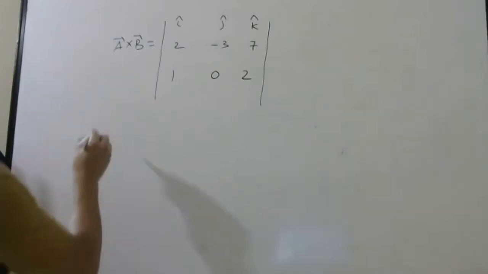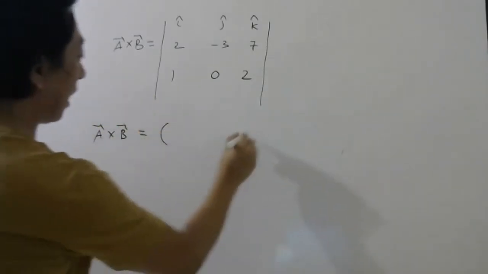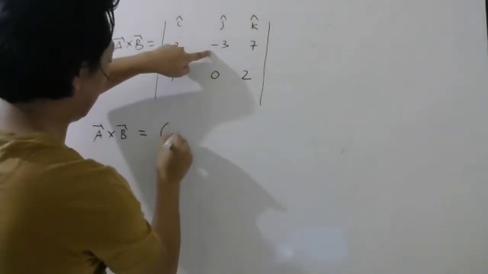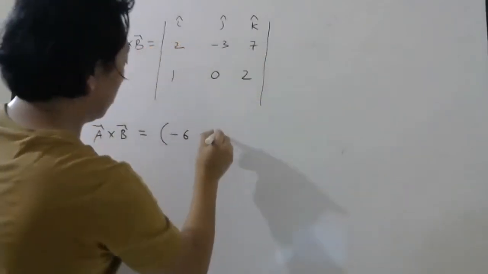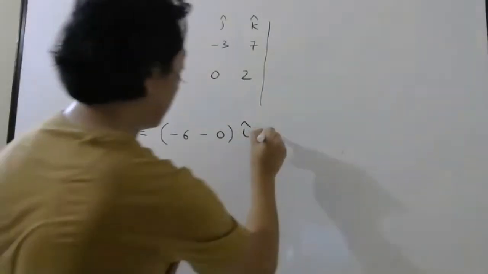So this A bar cross B bar will be equal to. First, let us find the i component. So forget this. Minus 3 into 2, minus 6. Minus 7 into 0, 0. This is your i cap. Then minus sign.